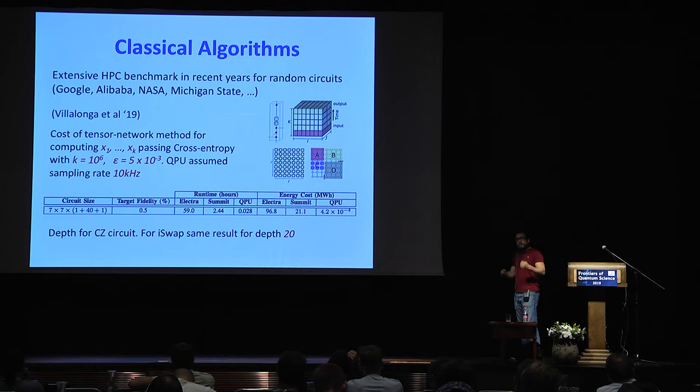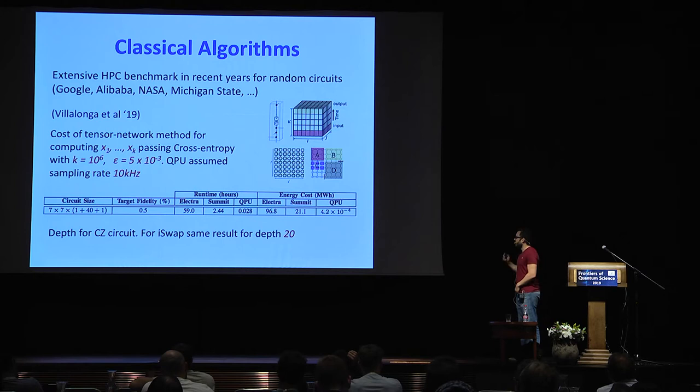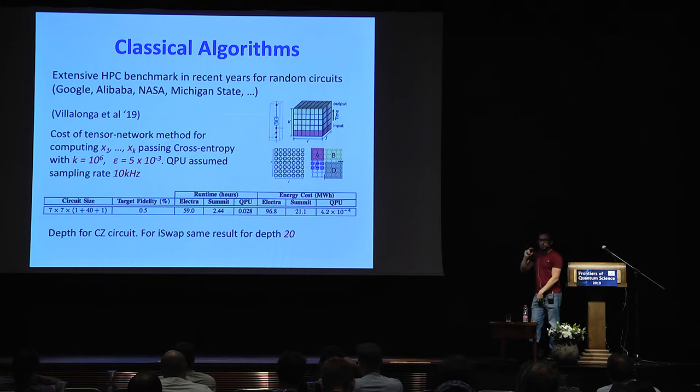We can get 10 to the 4 different samples per second running the quantum experiment, which means it takes about 10 to the minus 4 seconds to get one. So that's a circuit that's a little bit smaller than what people were shooting for, 52, 53. This is like 49. The depth is 42, but this is using control Z gates.